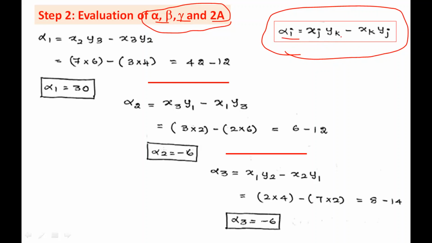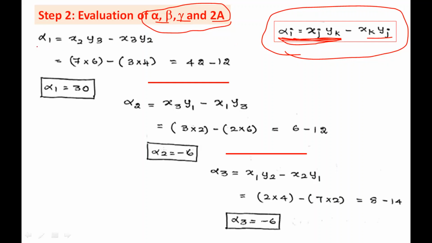Alpha i is equal to xj yk minus, in the second term we are interchanging the suffix xk and yj. So this ijk order, or sequence of this ijk, should be maintained in all the terms.